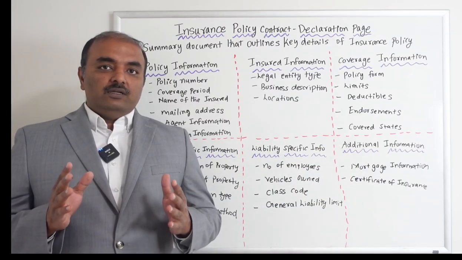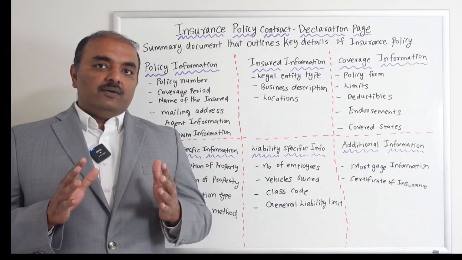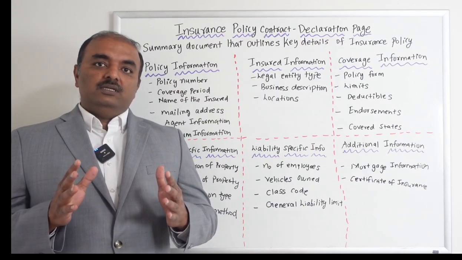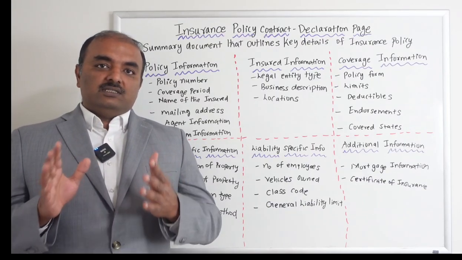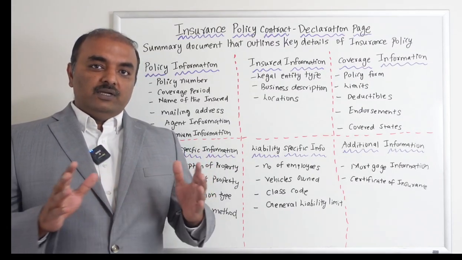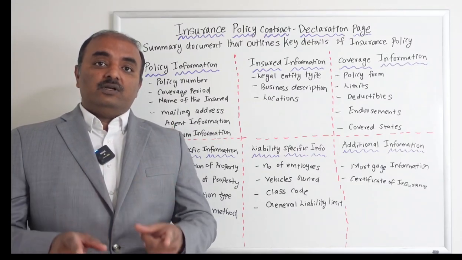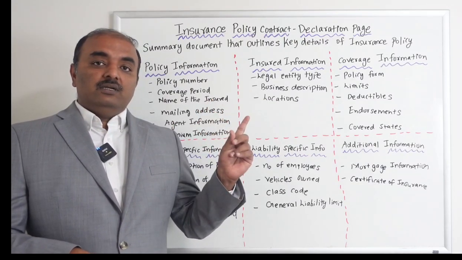But the core point you need to remember is, this is a summarized document that is going to have the critical information of the policy, so that it's unique to each customer. Whereas the other documents like the insuring agreement and other sections will be common. This document is very critical, and as a customer or as an agent, it is very important for you to review this document line by line.